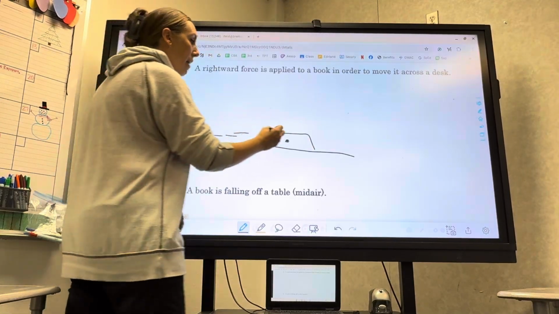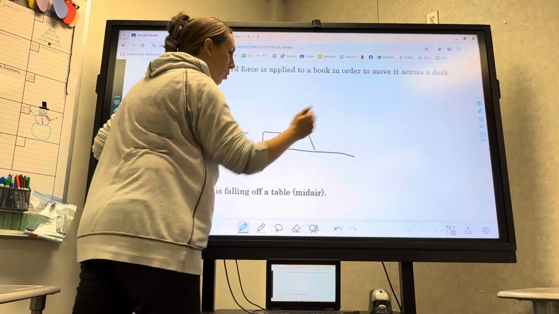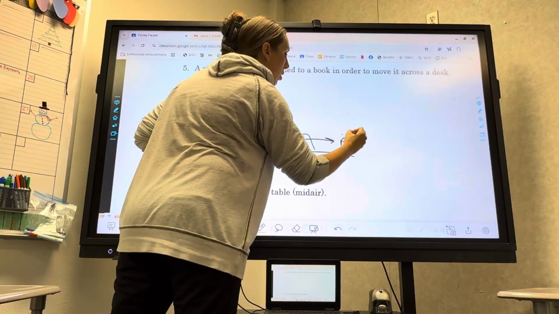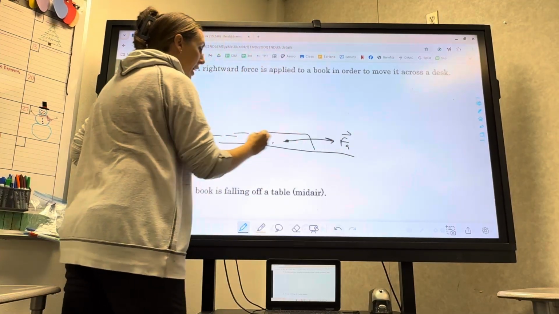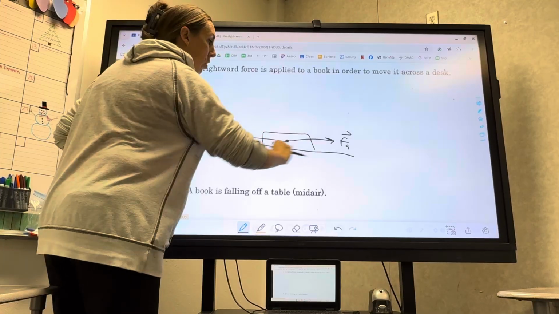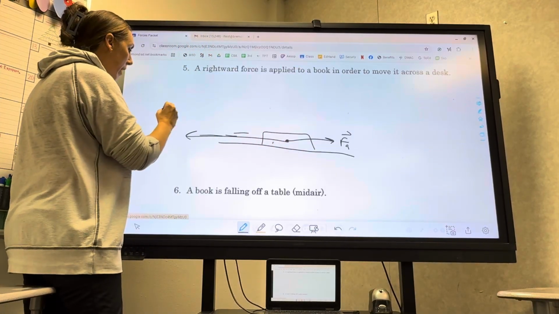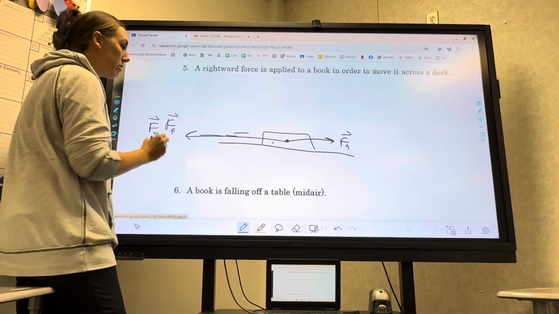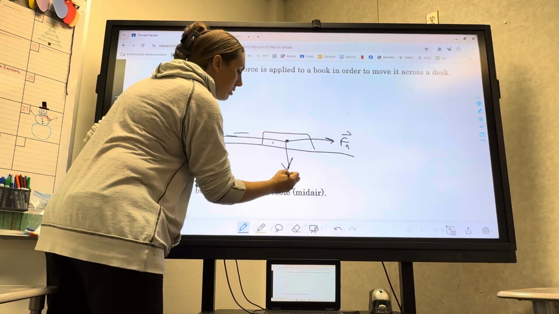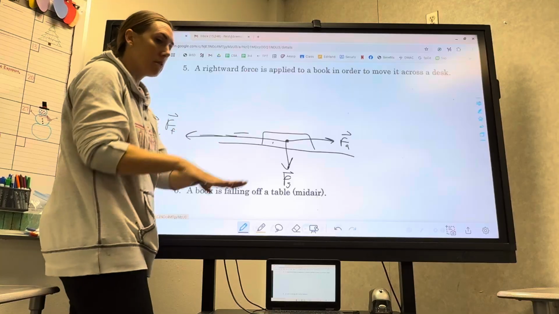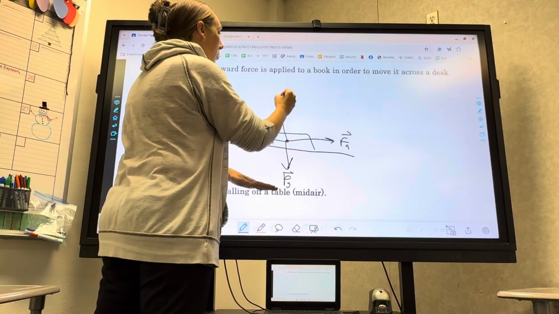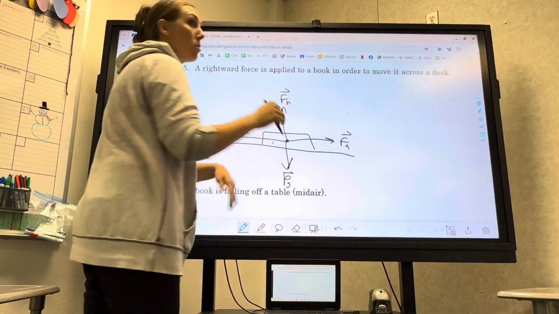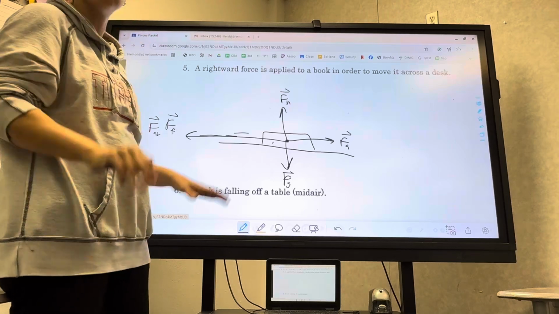This should have all 5. My rightward force, so ready? The force applied is rightward. It is across the desk, across this friction surface, so it has force of friction. Everything moving has force of air resistance. Gravity always pushes down, and because it's on a surface, normal is pushing up so it doesn't just melt down in the ground. This would be a 5-pointer.